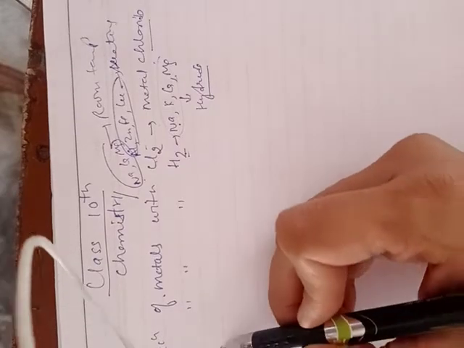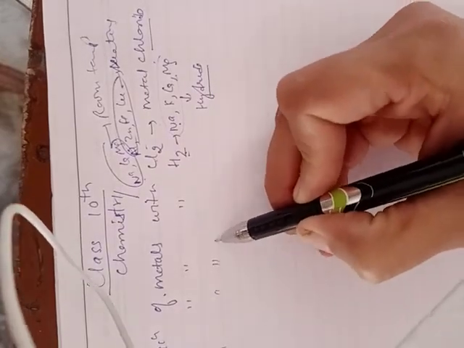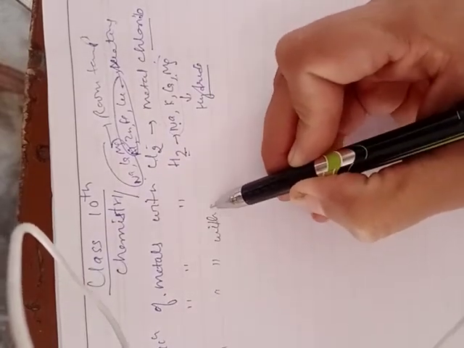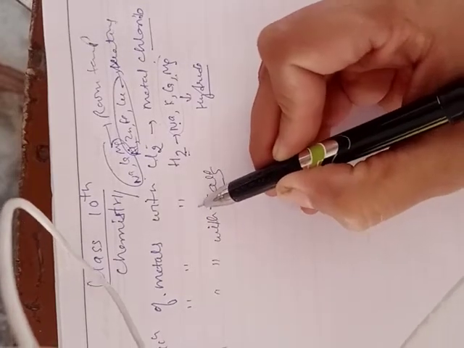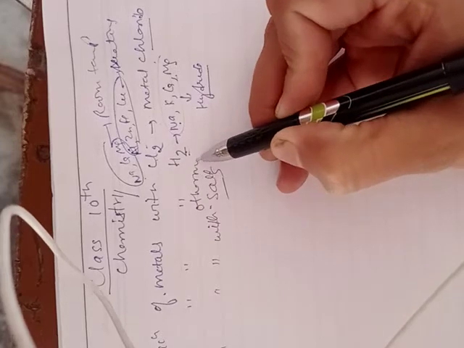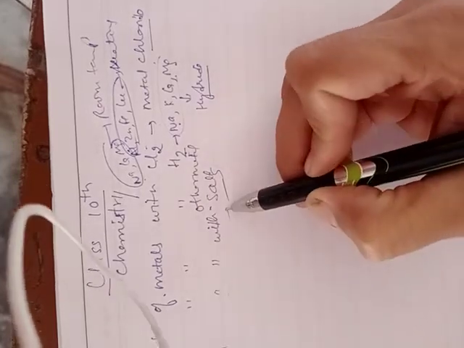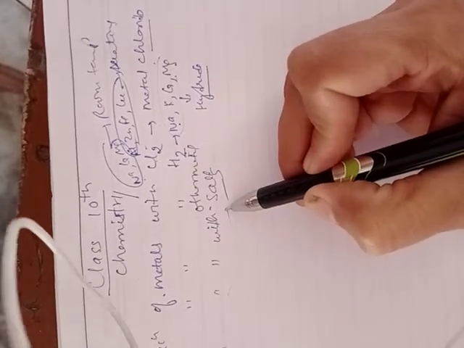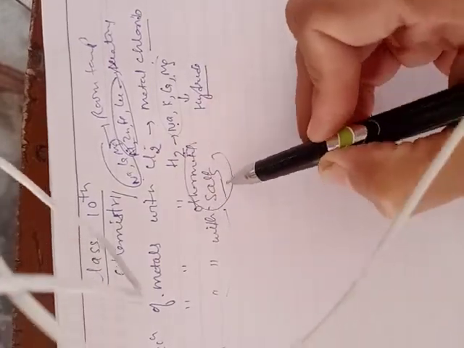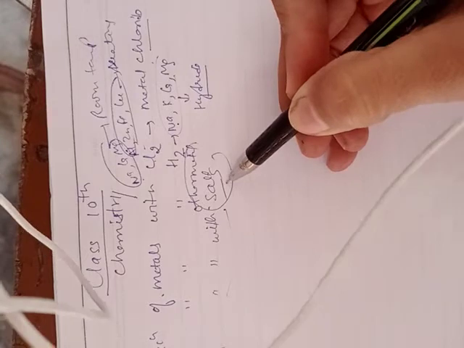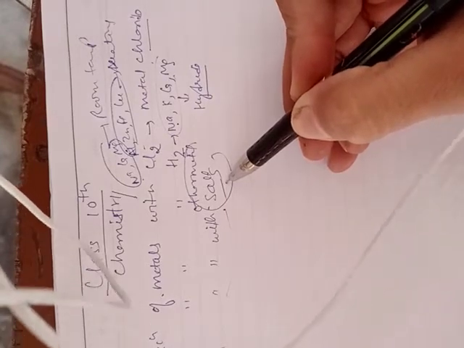Next is reaction of metals with salts. Reaction of metals with other metal salt. This reaction is generally named as displacement reaction, in which a more reactive metal displaces the less reactive metal from its salt solution. We have already discussed this reaction in chapter 2.